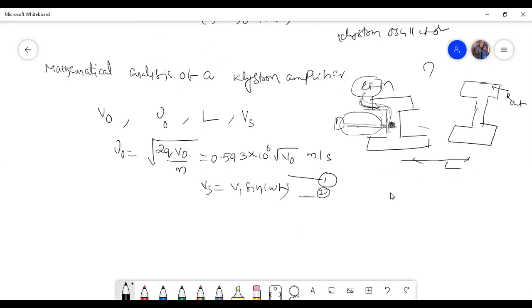Right? Now I want to find the average microwave voltage in the buncher gap. I want to find the average microwave voltage in the buncher gap.